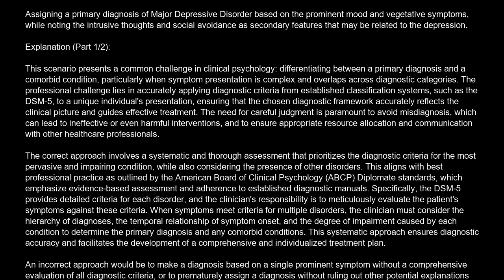Explanation. This scenario presents a common challenge in clinical psychology, differentiating between a primary diagnosis and a comorbid condition, particularly when symptom presentation is complex and overlaps across diagnostic categories. The professional challenge lies in accurately applying diagnostic criteria from established classification systems, such as the DSM-5, to a unique individual's presentation, ensuring that the chosen diagnostic framework accurately reflects the clinical picture and guides effective treatment.